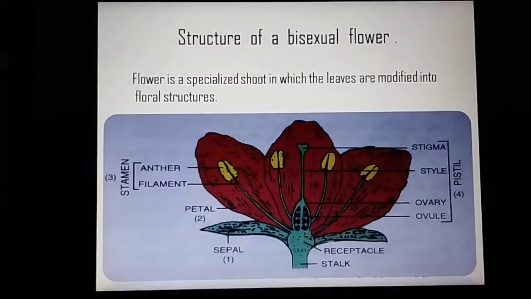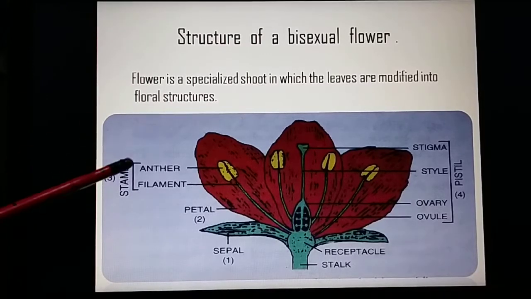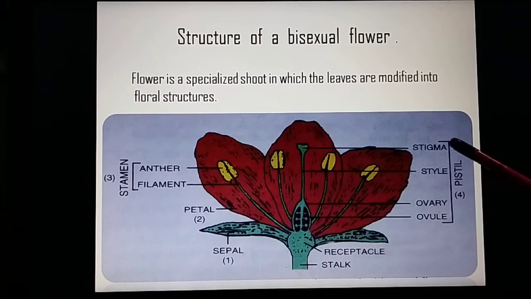So now we will see the structure of a bisexual flower. A bisexual flower is a flower that has both stamen and pistil. Stamen is the male fertilizing organ of a flower, consisting of a pollen-containing anther and filament. And pistil is the female organ of a flower, comprising of stigma, style and ovary. Okay, so a flower is a specialized shoot in which the leaves are modified into floral structures.